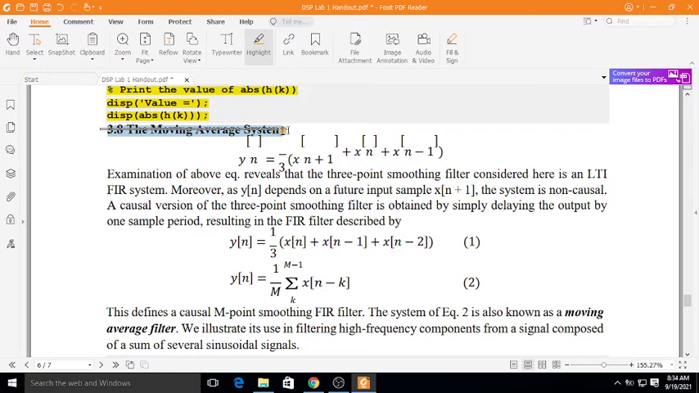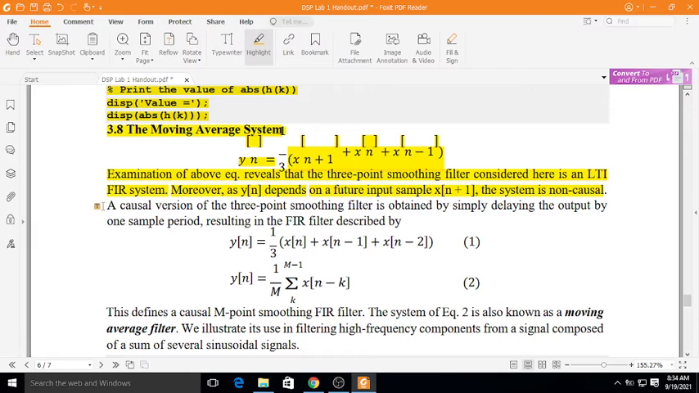3.8 The moving average system. Examination of the above equation reveals that y[n] = 1/3 (x[n+1] + x[n] + x[n-1]). The 3-point smoothing filter considered here is an LTI system. Moreover, as y[n] depends on a future input sample x[n+1], the system is non-causal.